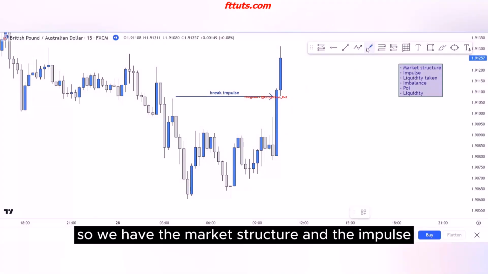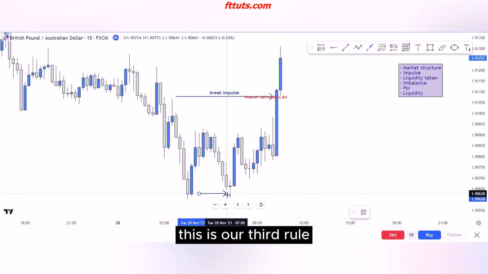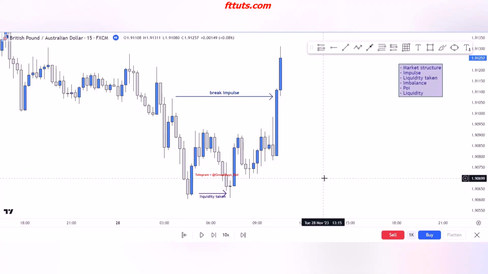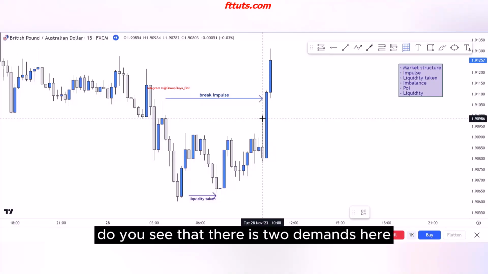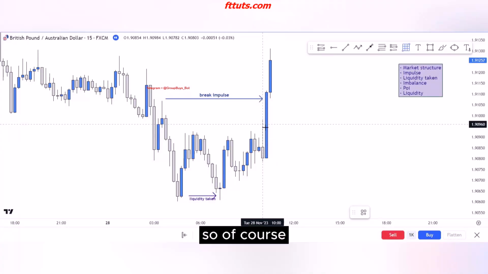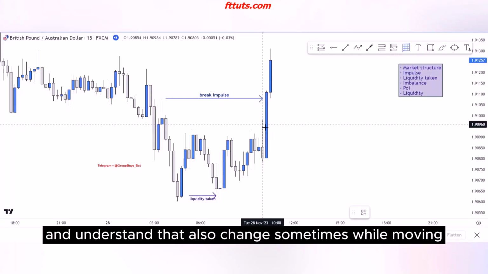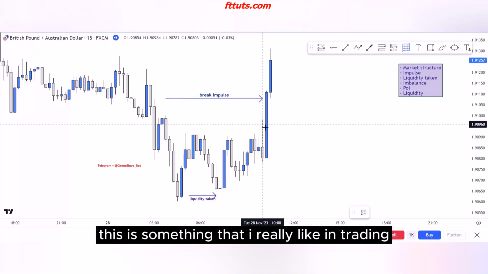So we have the market structure and the impulse, and now we mark our liquidity taken. This is our third rule. Now something very interesting happened. Do you see that there are two demands here? So of course you also have to use your logic and read the graphs and understand that things also change sometimes while moving. The trade is very dynamic. This is something that I really like in trading.